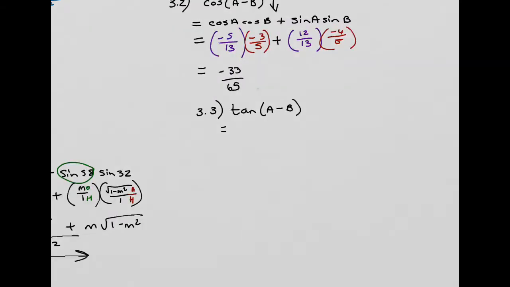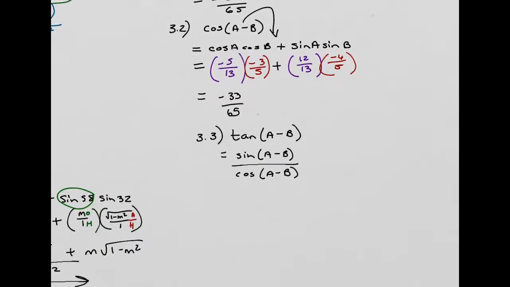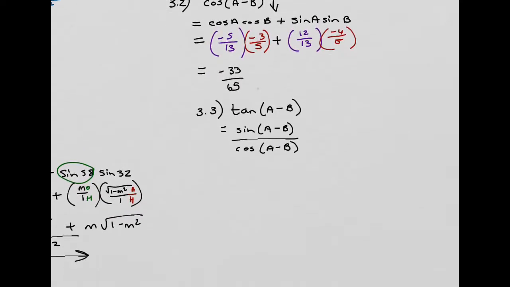The next one's just very lengthy. Because there is no tan compound angle, we've got to use sine compound over cos compound. But if we have a look at what they've already asked us to do, they've already asked us to work with sine A minus B and cos A minus B. So you can substitute your answers in from the previous two questions. I'm just dividing here. Negative 56 over 65 divided by negative 33 over 65. Tip and times, and you get 56 over 33.